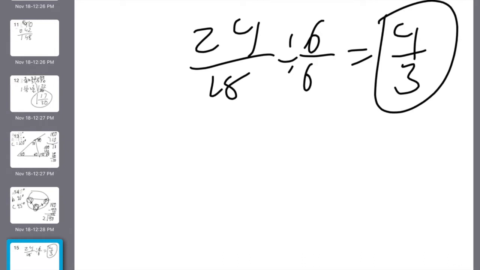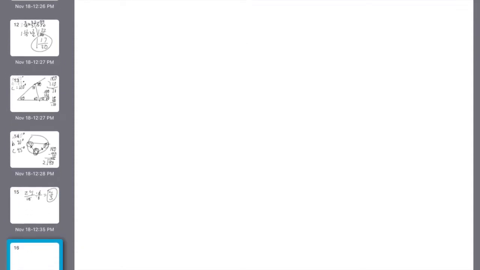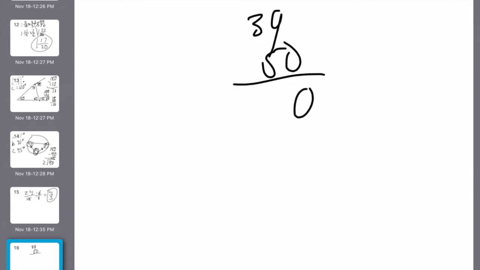Problem solved. Number 4, Rachel bought a sheet of 50 35-cent stamps at the post office. She paid with a 20. How much did she get back? Step 1, how much did it cost? I bought 50 stamps at 39 cents a piece. Bring that 0 straight down. 5 times 9 is 45. Carry it. 15, 19. So I spent $19.